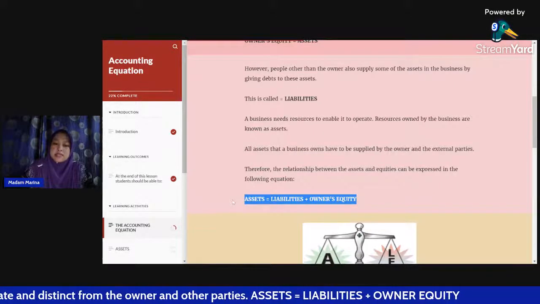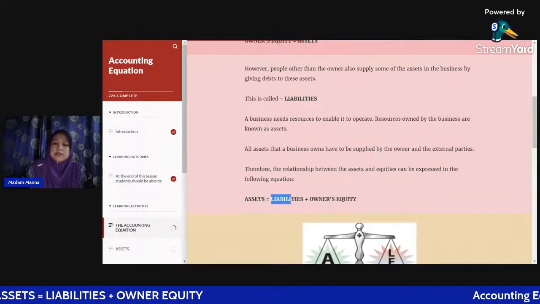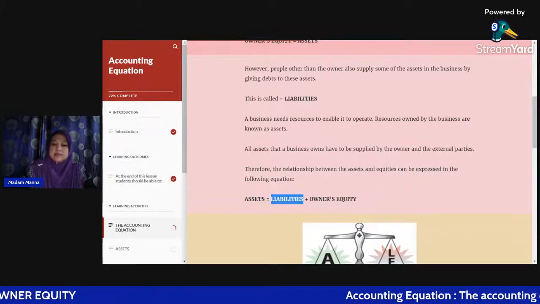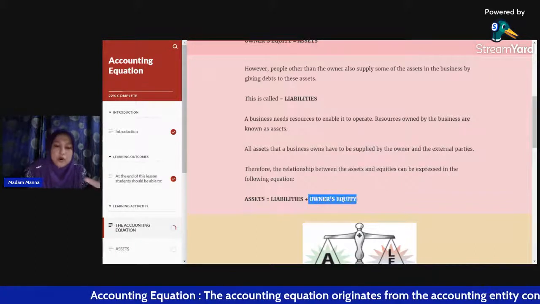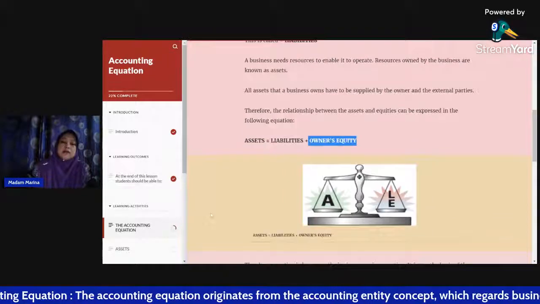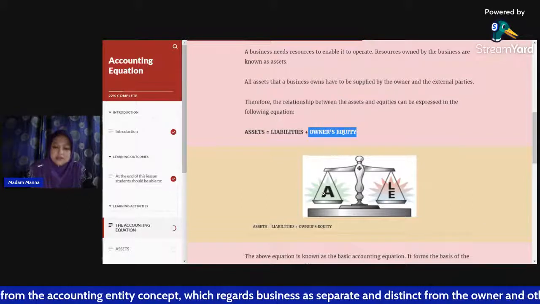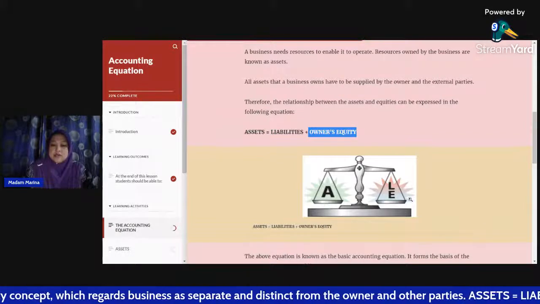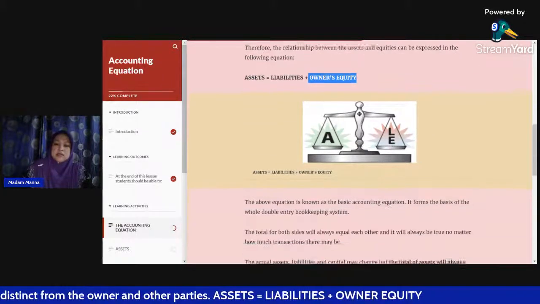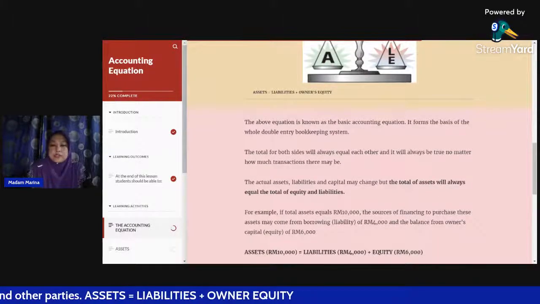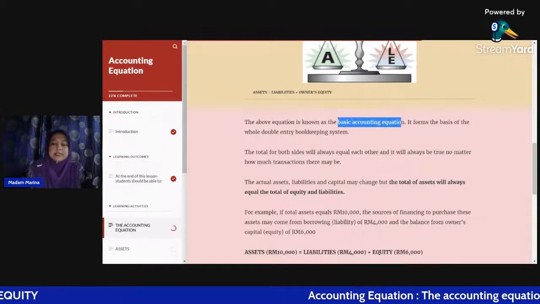So asset is whatever the business has, whatever the business owns, equal to liability, resources from the external parties, and owner equity, resources from the owner itself. This is the picture of the accounting equation, like a scale: assets equal to total liability L plus equity E. The above equation is known as the basic accounting equation. This is the basic accounting equation.